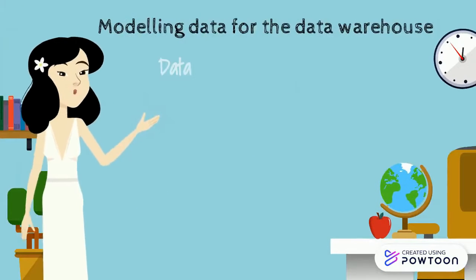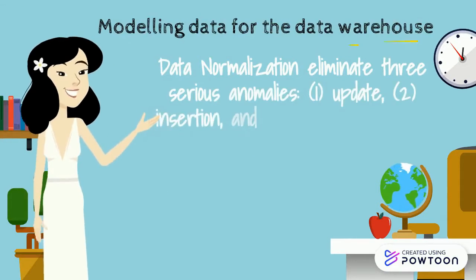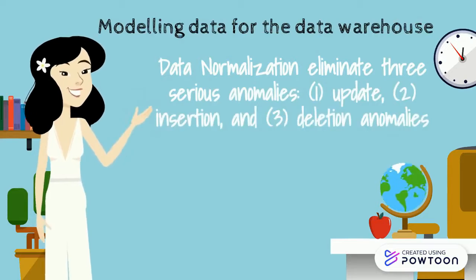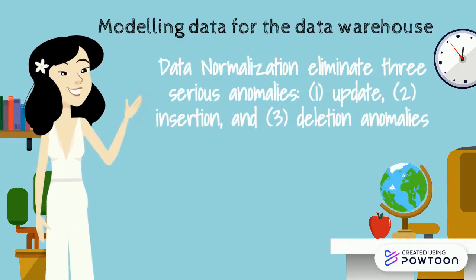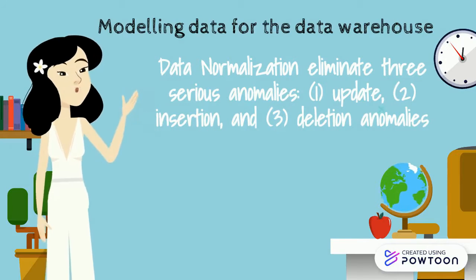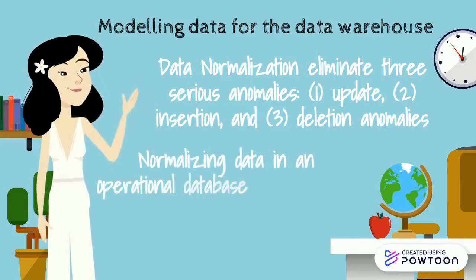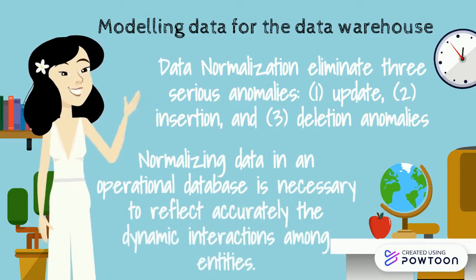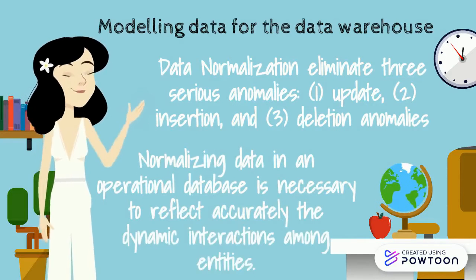Stage 1 involves data normalization, which eliminates 3 serious anomalies: update, insertion, and deletion anomalies. Normalizing data in an operational database is necessary to reflect accurately the dynamic interactions among entities.